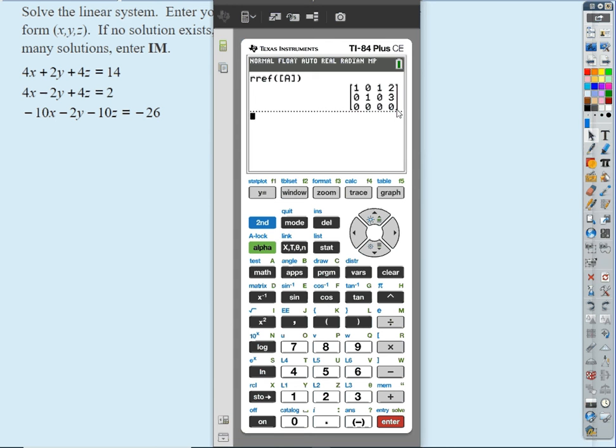Okay, so here's kind of the steps you go through. When you do the reduced row echelon form, if you don't get a normal answer, which is like the last one, all zeros with a diagonal of ones and then your answers, you look at the bottom row. If the bottom row is all zeros, then it means infinitely many solutions, because it's a true statement. It says 0 equals 0.